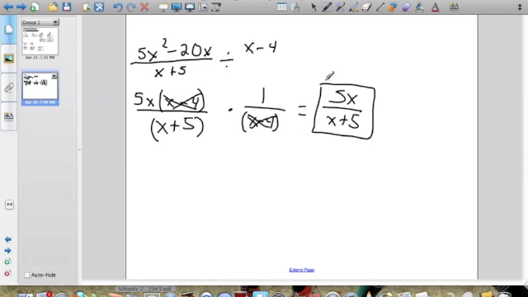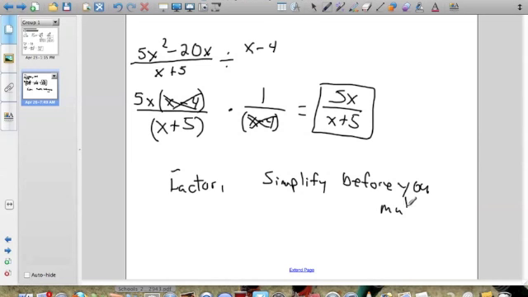So again, whenever you are multiplying or dividing rational expressions, the things you have to remember are: factor first, simplify second, and then multiply third. So factor first, then simplify, before you multiply. Simplify before you multiply, and that will help you out while you're doing rational expressions.